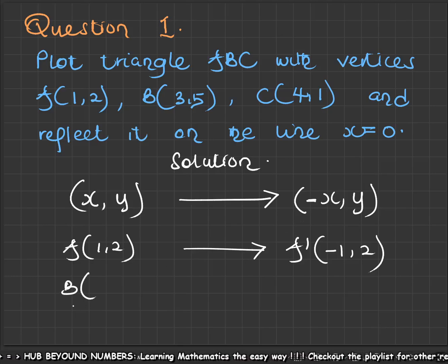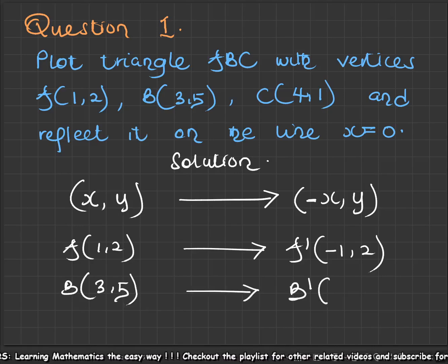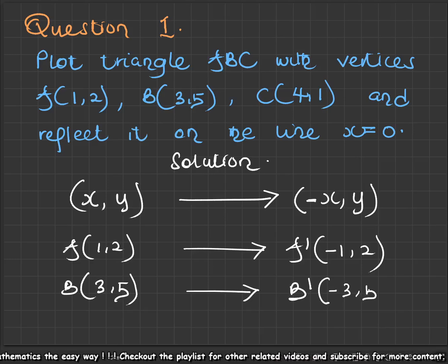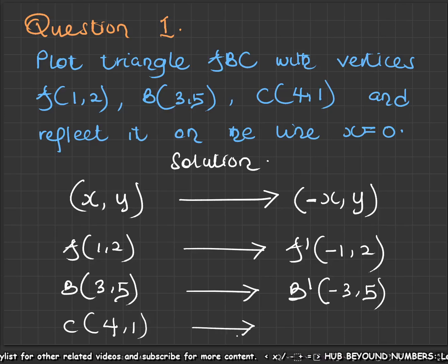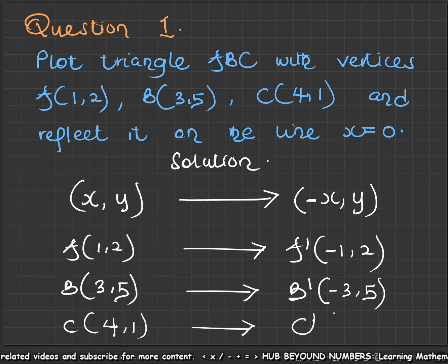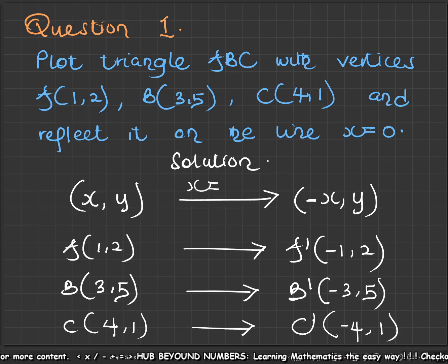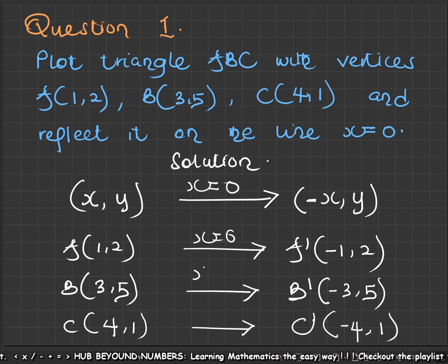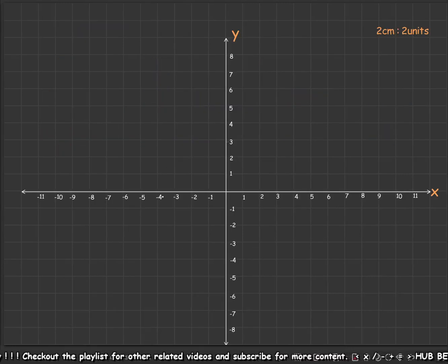Our B, which has coordinates 3, 5, is then going to give us B1 with coordinates -3, 5. You see, then our C, which also had coordinates 4, 1, will then give us what? C1 with coordinate -4, 1. We are reflecting on the line x equals 0. So this is what we have here, and we need to go to our graph to plot them out. Since we have already done all our calculation, we come here and then plot.